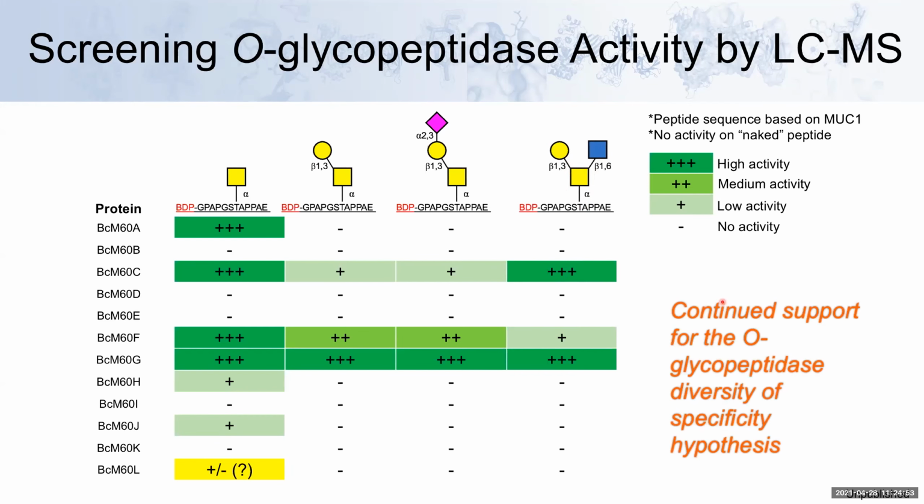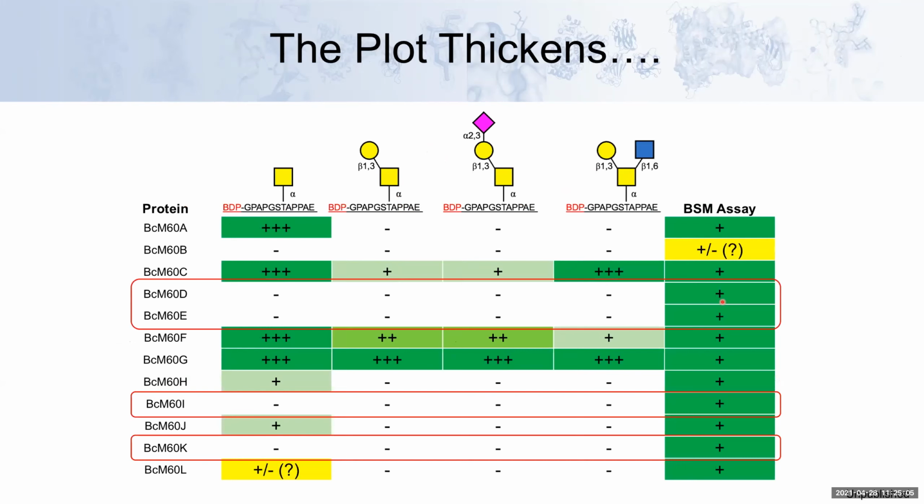And so overall, this continues to support this concept that these active site architectures are different, making them recognize different glycans. But there's a bit of a wrench in the works here, and that is, note some of them weren't active, okay? But they were active on BSM. To be totally frank with you, initially I was a bit biased by our hypothesis that was, is it the glycan specificity here? Maybe our peptides didn't have the right glycans, and that's why they weren't active.